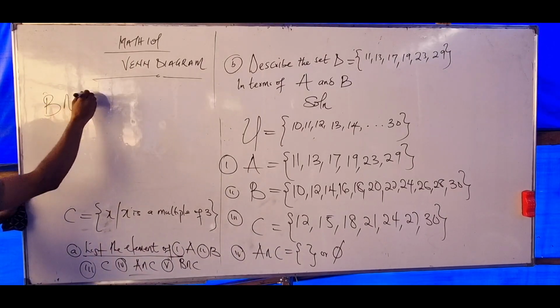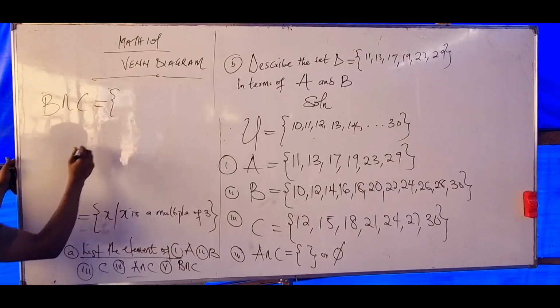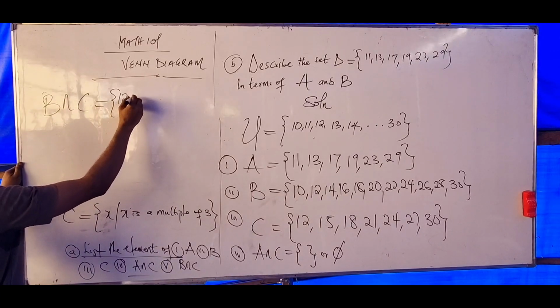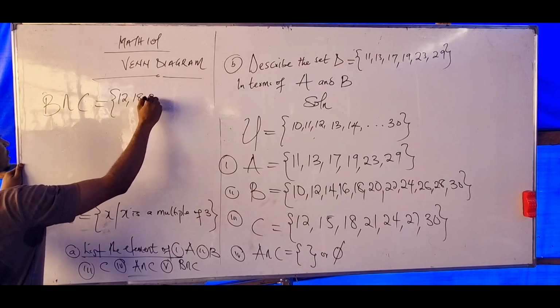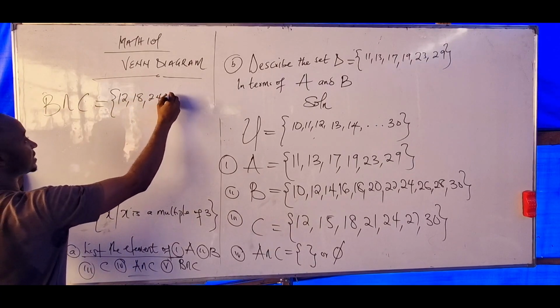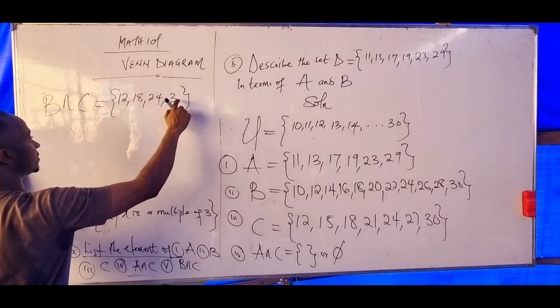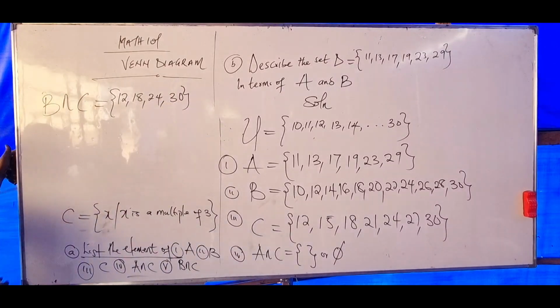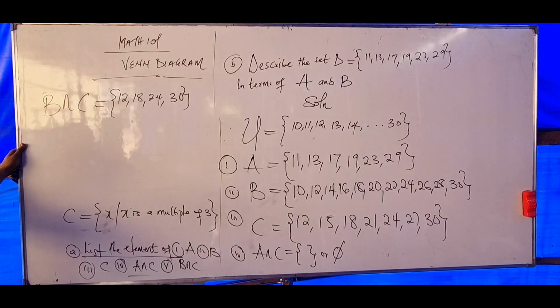B intersection C. What do you say you have there again? 18, 24, 30. Okay. Let's go. What's the next one there?